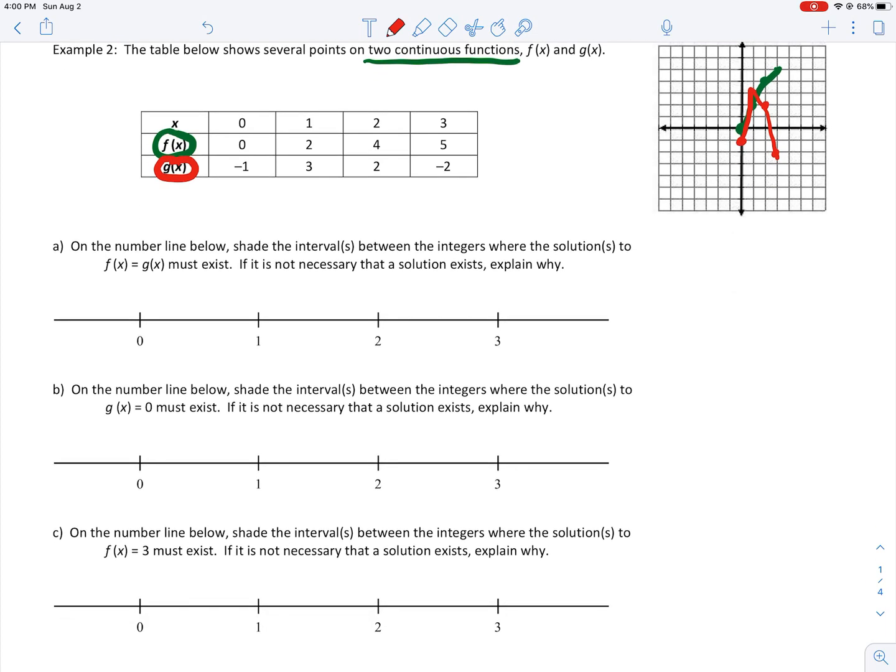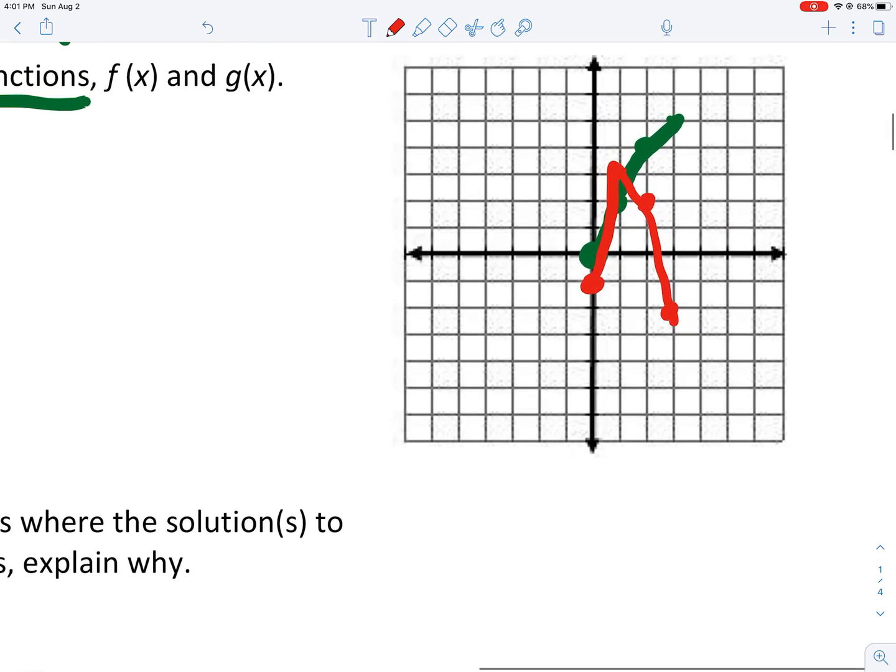There we go. Okay, so now we're going to answer the questions. On the number line below, shade the intervals between integers where the solutions to f of x equals g of x. If there's no solution, explain why. So remember, this means intersect. So on what x values do the graphs intersect?